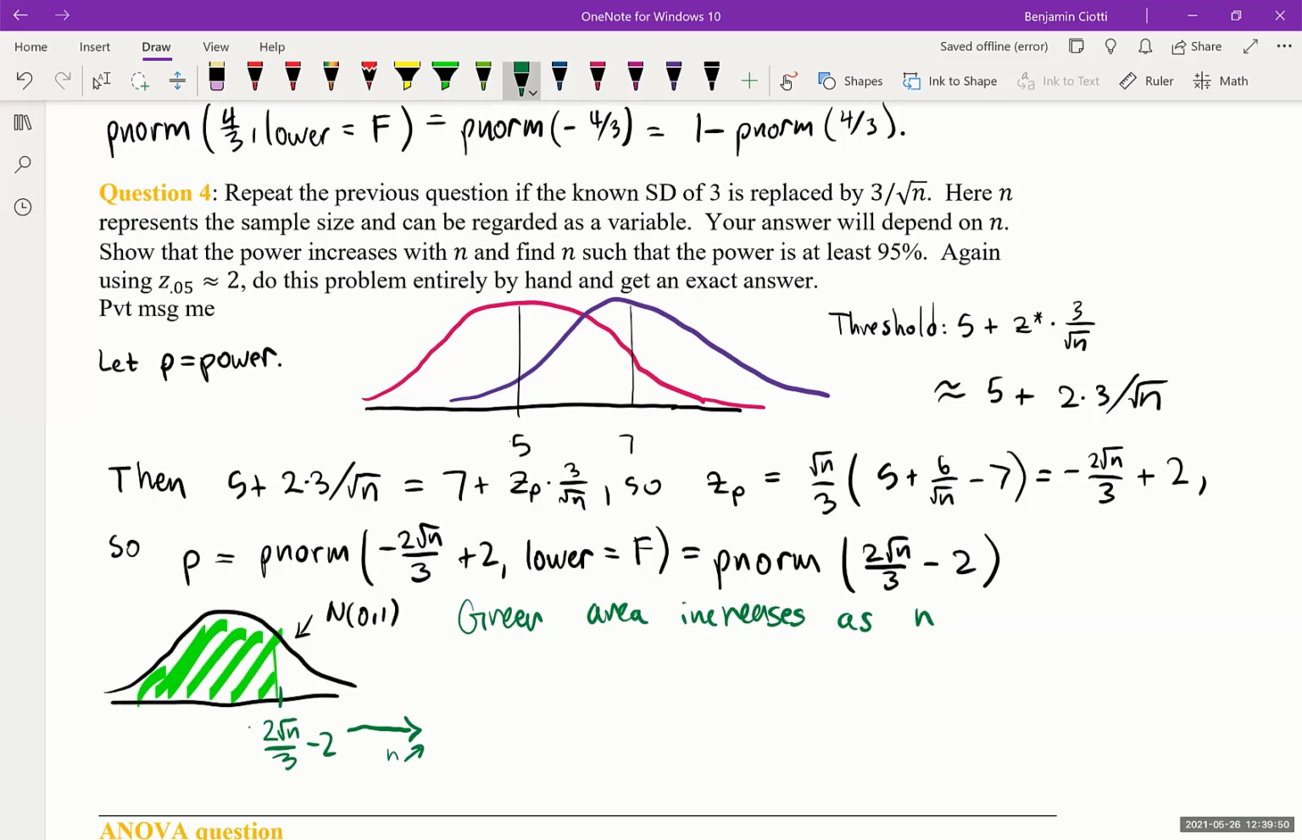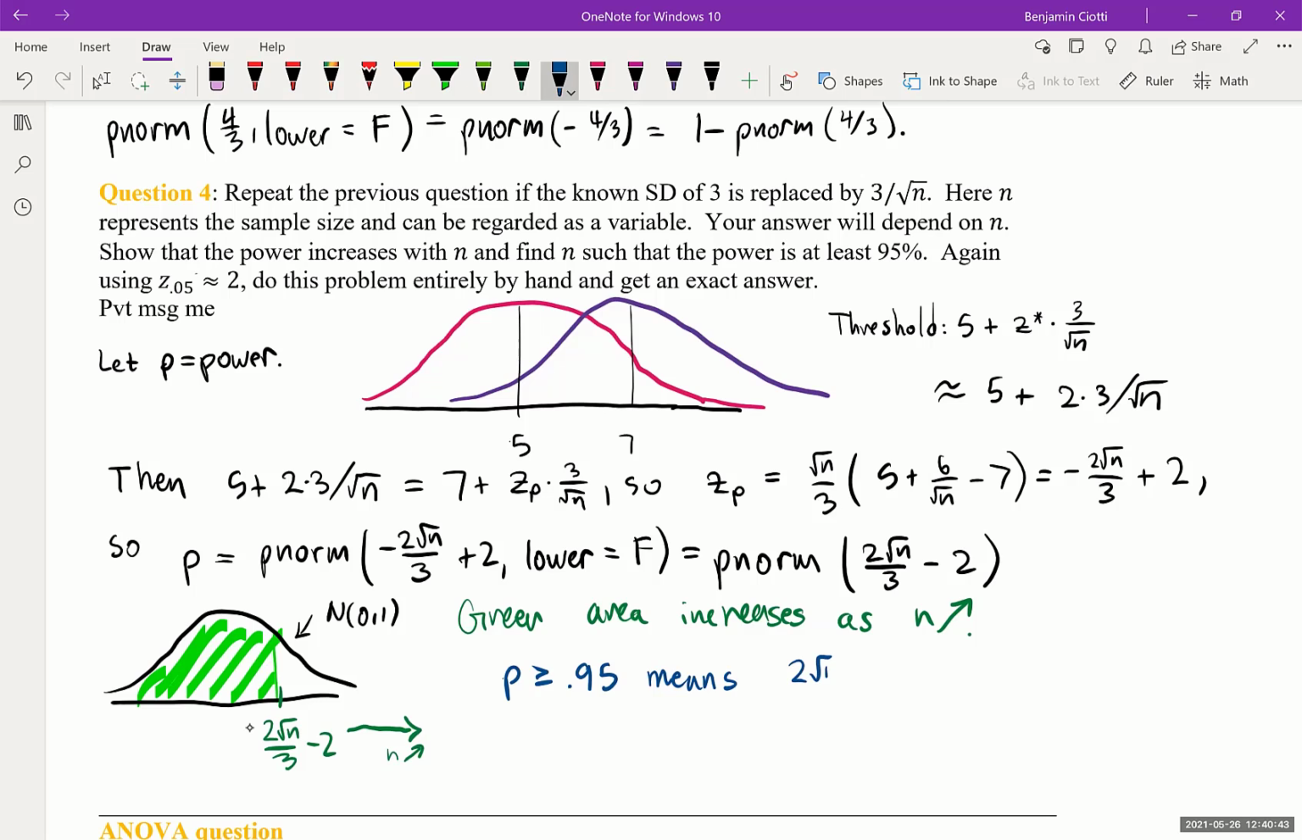There's a little symbol for increases, an arrow going up. In order to get the power to be at least 0.95, we want this p to be at least 0.95. So p greater than or equal to 0.95 means we have to be past 2, because remember, we're approximating the 95th percentile of the standard normal distribution with just 2. It's pretty close to 2.